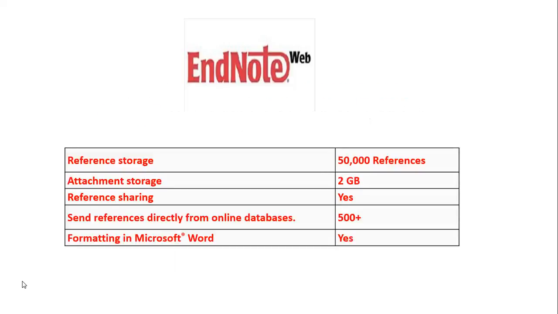Endnote Online allows you to store up to 50,000 separate references, and up to 2 gigabytes of data, including images, PDF documents, YouTube clips, etc. You can also send up to 500 references at any one time from library databases, and most importantly, Endnote Online allows you to import references directly into Microsoft Word, create and manipulate citations in your assignment, and to create a bibliography.